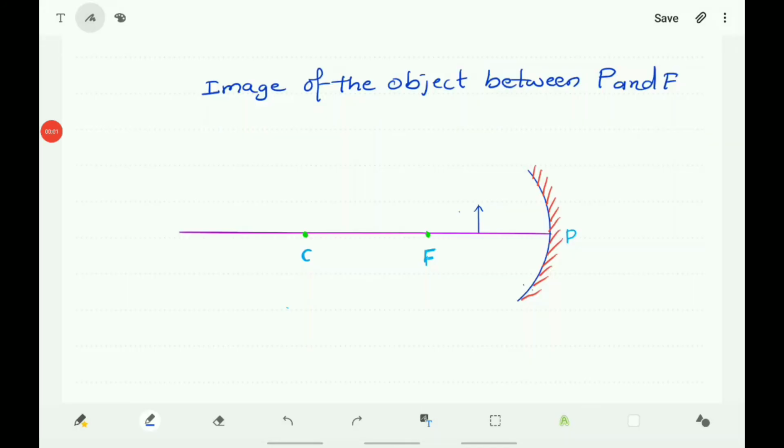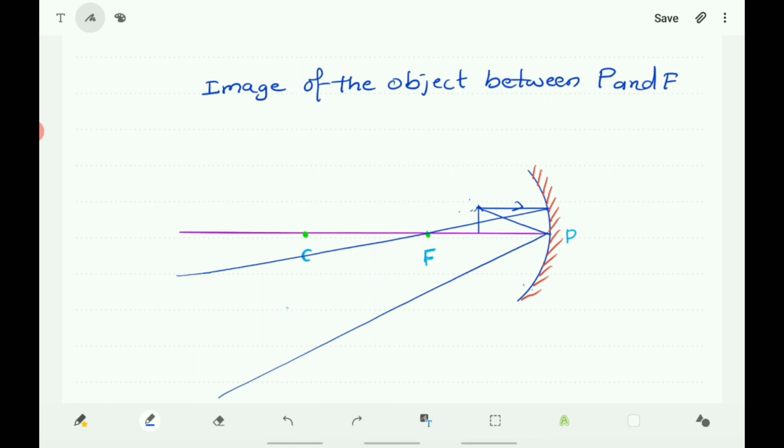Image of the object between P and F, that is between the pole and the principal focus. When the object is between P and F, let us consider two rays. One ray is parallel to the principal axis, and that ray reflects and passes through the principal focus. Next, let us consider a ray which is oblique to the principal axis. That ray reflects obliquely.